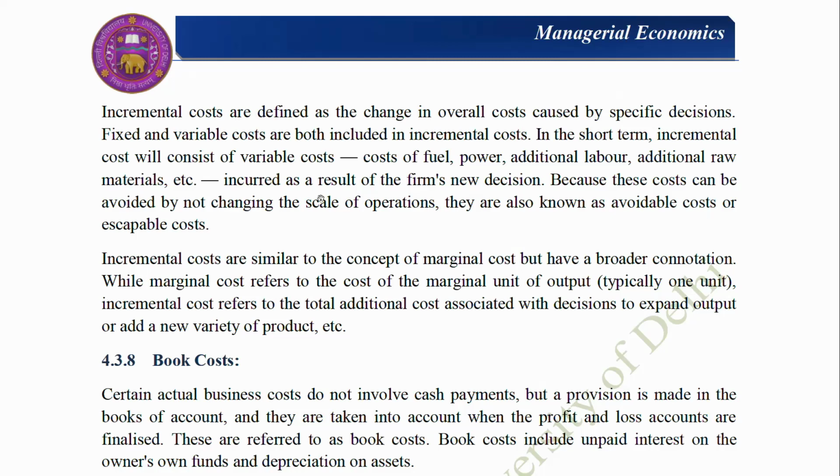Because these costs can be avoided by not changing the scale of operations, they are also known as avoidable costs or escapable costs. Incremental costs are similar to the concept of marginal cost but have a broader connotation. While marginal cost refers to the cost of the marginal unit of output, typically 1 unit, incremental cost refers to the total additional cost associated with decisions to expand output or add a new variety of product, etc.